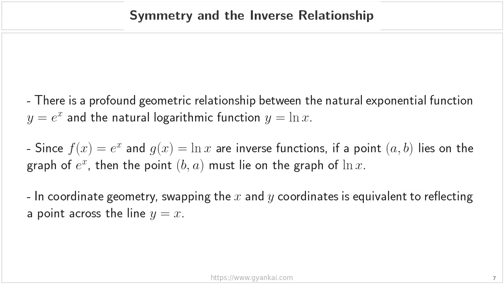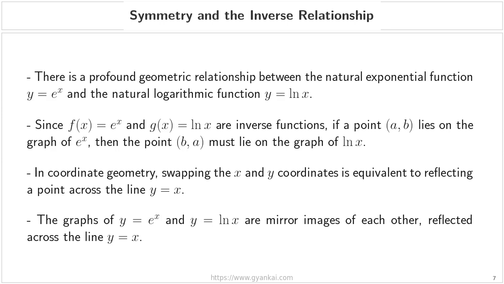In the study of coordinate geometry, swapping the x and y coordinates of a point is equivalent to reflecting that point across the diagonal line where y equals x. Consequently, we can conclude that the graphs of y equals e to the power of x and y equals the natural log of x are mirror images of each other, reflected across the line y equals x. This symmetry provides a visual confirmation of the inverse properties we have discussed throughout this lesson. Having established these theoretical characteristics, we will now move forward to see how these properties are applied in a real-world context, such as the pH scale.